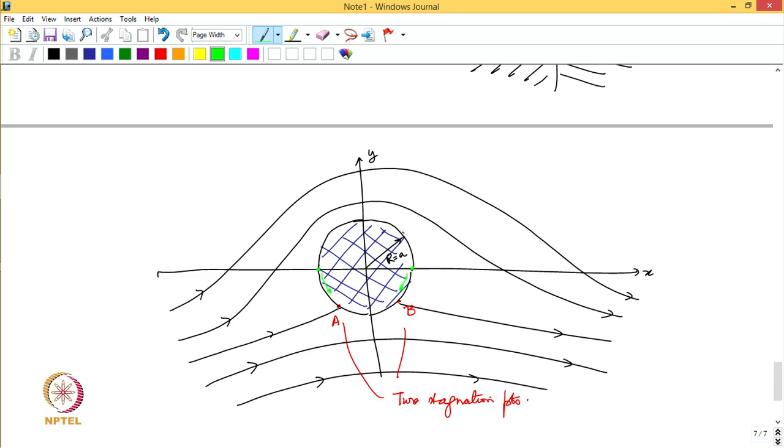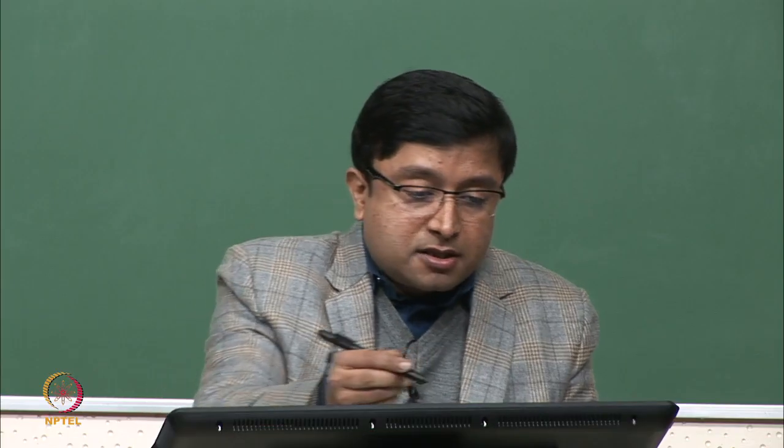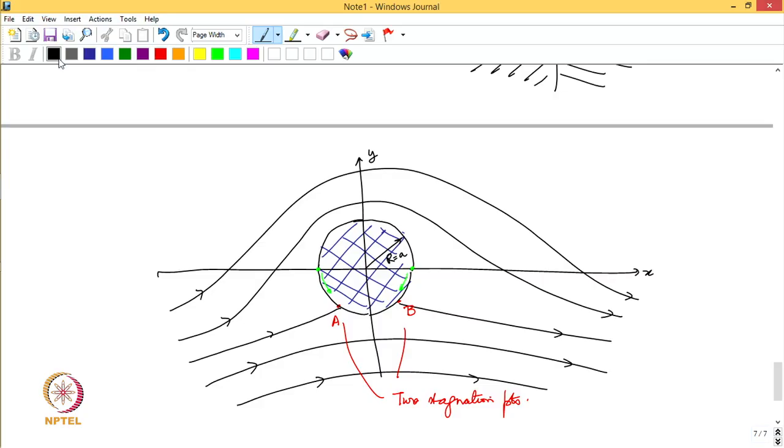For very small values of gamma, they would be near to the equator, but as you increase the circulation, the stagnation points start moving towards the south pole of the cylinder, right. And what does the circulation do? That is also very important here. Recall that it is a circulation in the clockwise direction, right, something like this, in the clockwise direction.